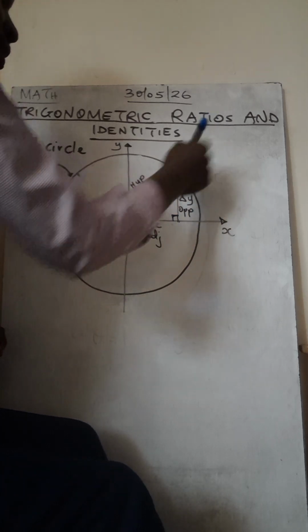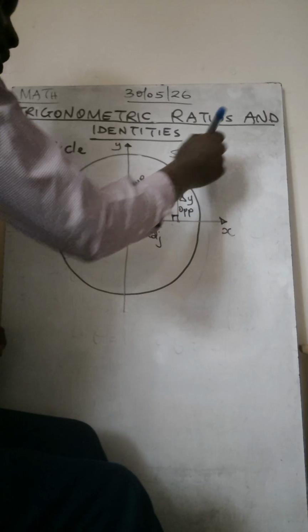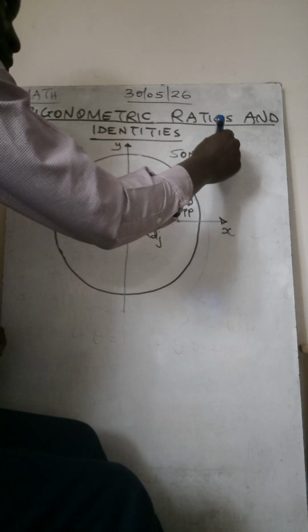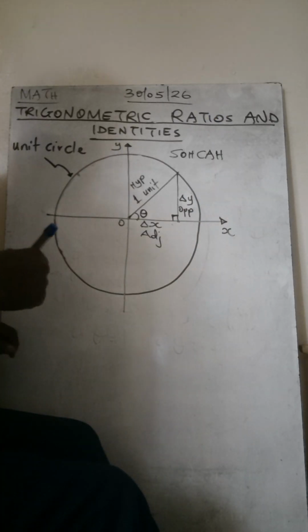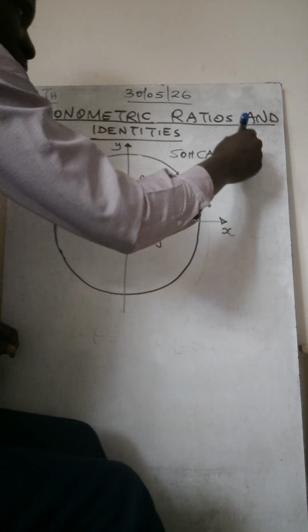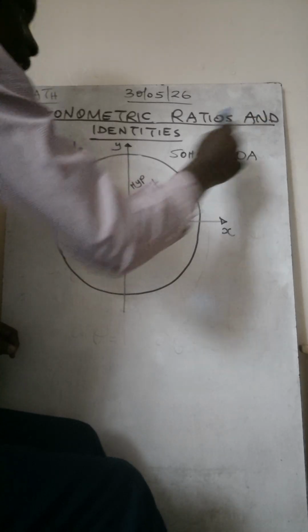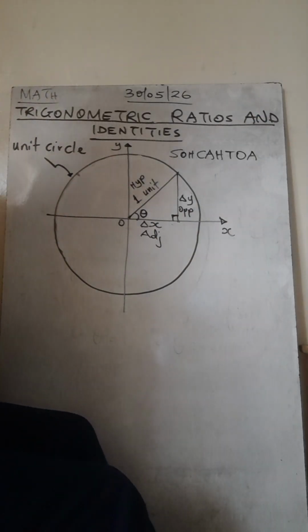We also know that cosine of this angle is given by adjacent side divided by hypotenuse. We also know that the tangent of this angle is given by opposite divided by adjacent sides. We need to have that knowledge first.